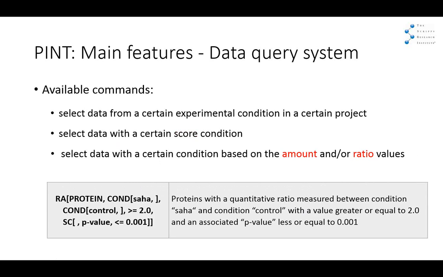This other command is based on the ratios and the amounts. So, for example, proteins with a quantitative ratio measured between condition SAHA and condition control with a value greater than or equal to 2 and an associated p-value less than or equal to 0.001. So as you can see, you can build quite complex queries over the data, and this can be very useful to make high-level analysis or inspection of the data that we have.